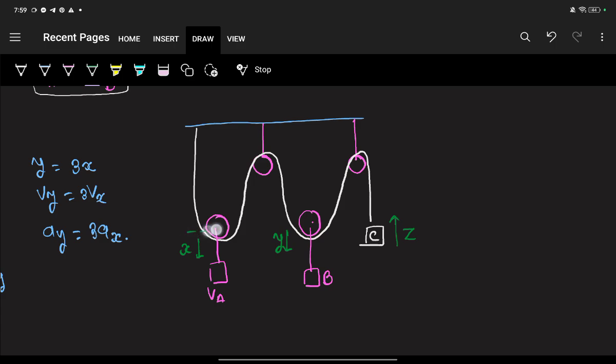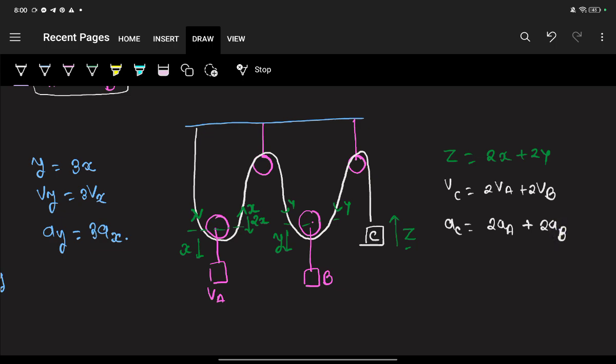So this pulley displaces by an amount X. That means here the displacement would be 2x, right? Total displacement, this x and this x. Same way, this y and this y, so it would be 2y. So z is equal to 2x plus 2y, yes or no? Yes. So that's it. Just differentiate it. These are the relations.